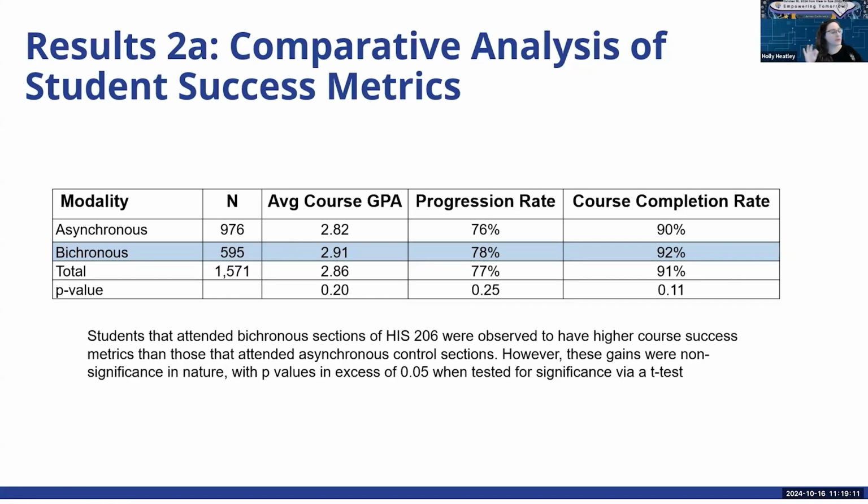Of the 1,571 students who enrolled in History 206 over the 6-month study period, 37.8% of students were enrolled in the experimental sections, while the remaining 62.2% of students were enrolled in the control sections. So students in the experimental sections averaged slightly higher course completion and progression rate, as well as course GPA, than those students within the control group. However, these were also found not to be statistically significant.